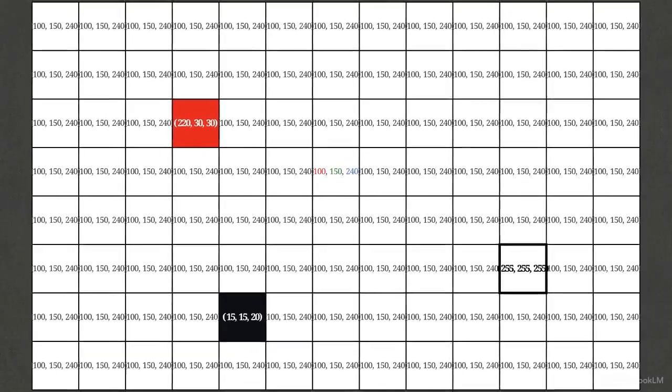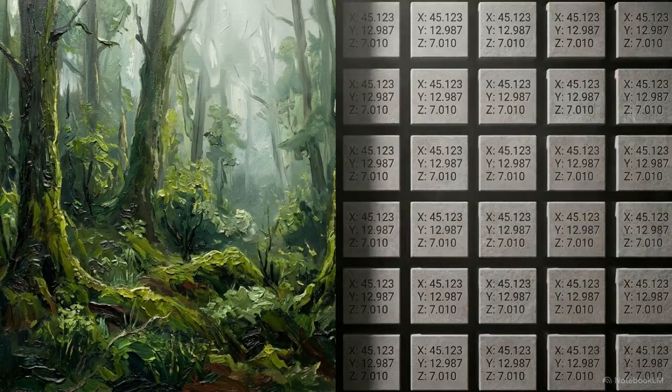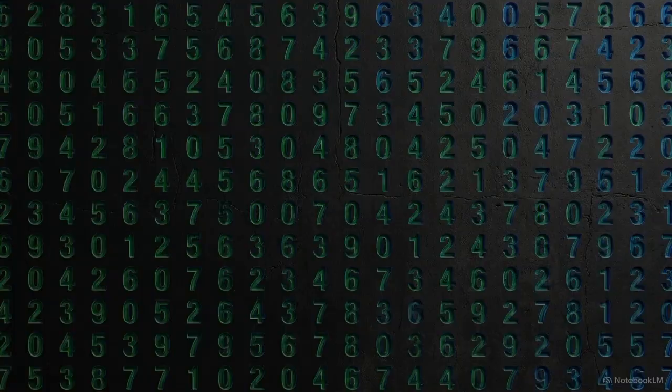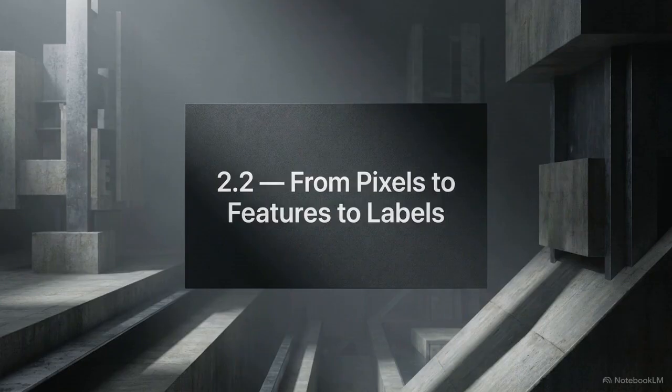To understand color, the machine relies on an RGB system. It reads every single square as a set of 3 numbers representing the specific amounts of red, green, and blue. A bright red pixel translates to 220, 30, 30. A pure white pixel registers as 255 across the board. And this deep shadow reads as 15, 15, 20. At its foundation, the artificial intelligence has no concept of a landscape or a color. It processes and calculates raw numerical data.